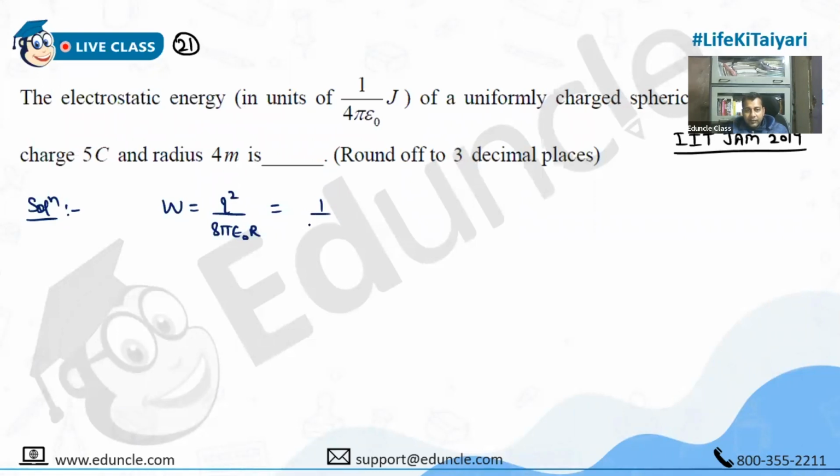Let us do it like this, one minute. Can I write it like this? So now I can write 9 into 10 to the power 9 in place of 1 by 4 pi epsilon naught. So how much are you getting?